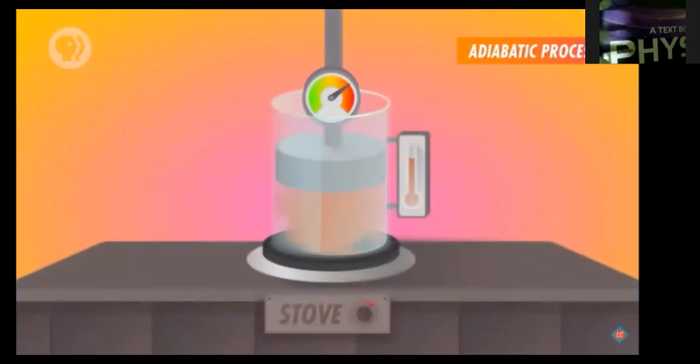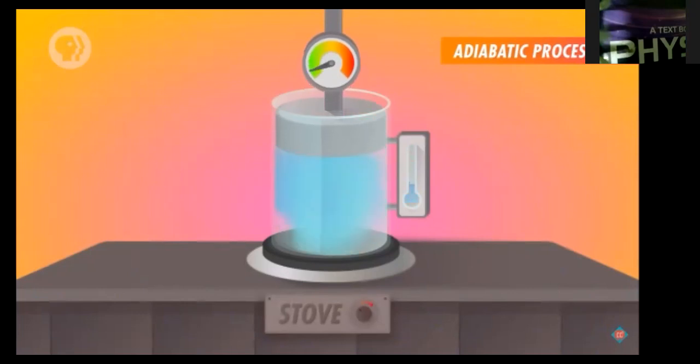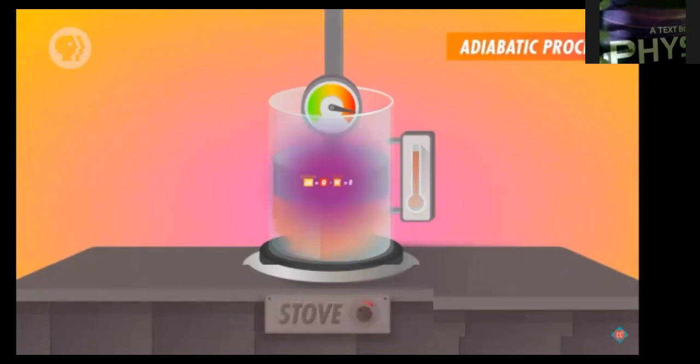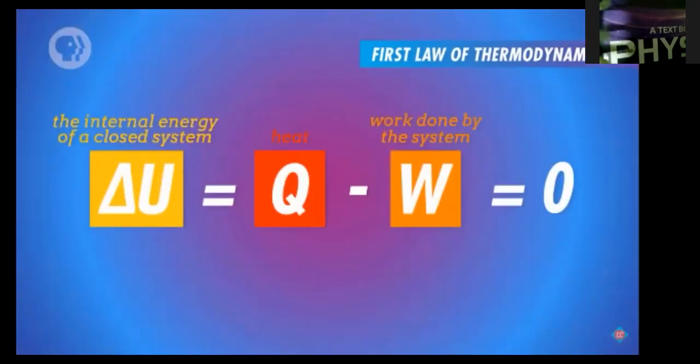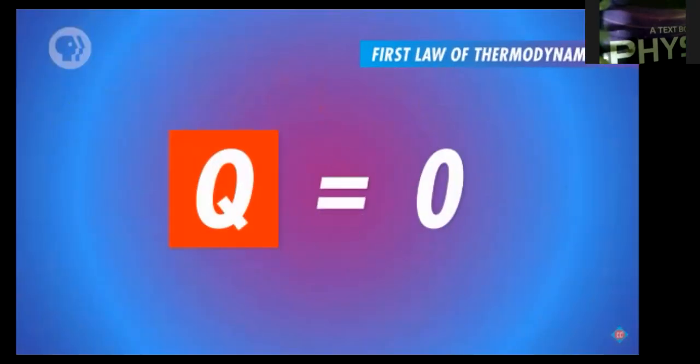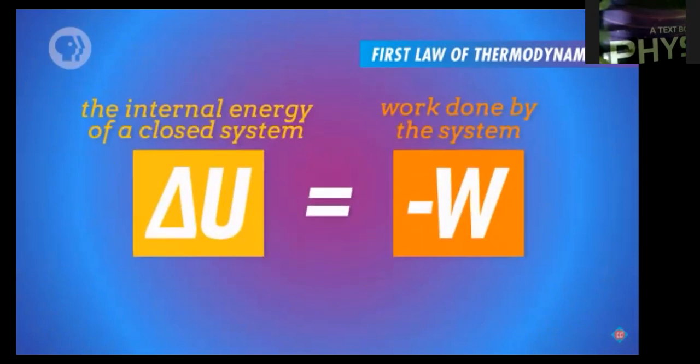Finally, there are adiabatic processes where no heat is allowed to flow in or out of the system, but the gas can expand or be compressed. Again, the equation for the first law of thermodynamics helps us out here. Q is 0 because the heat of the system isn't changing, but the internal energy of the gas can change, so the system can do work or have work done on it. In fact, the change in the internal energy of the gas will be exactly equal to the negative of the work. But this is all just the first law of thermodynamics.